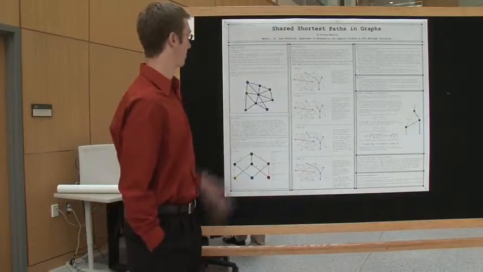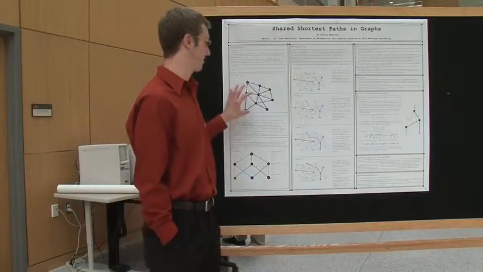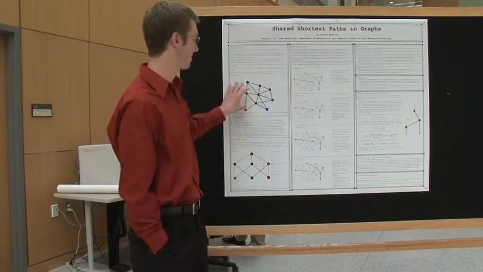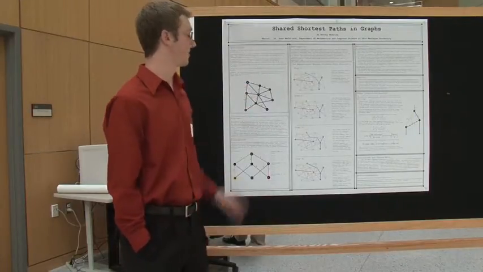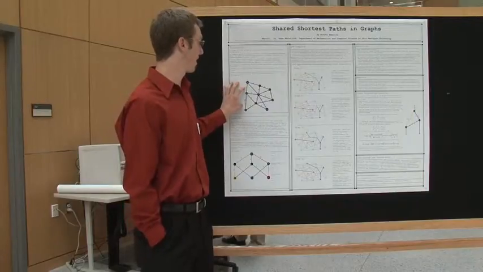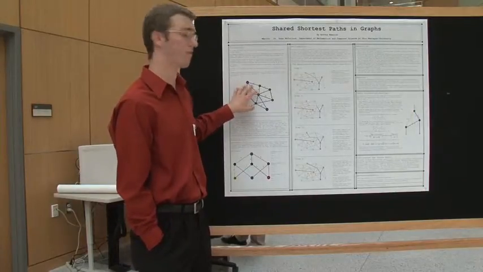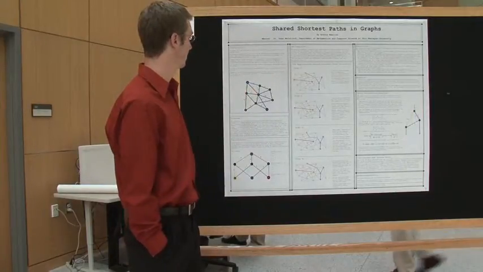We'll start off with some terminology. A graph is just a set of vertices and edges. Vertices are connected by the edges. This is a weighted graph. The weight could be anything from the cost to travel on that edge or just the distance on that edge.